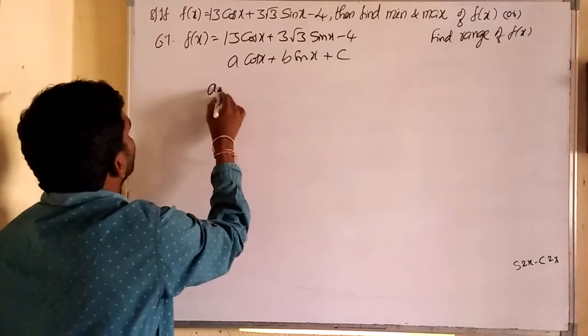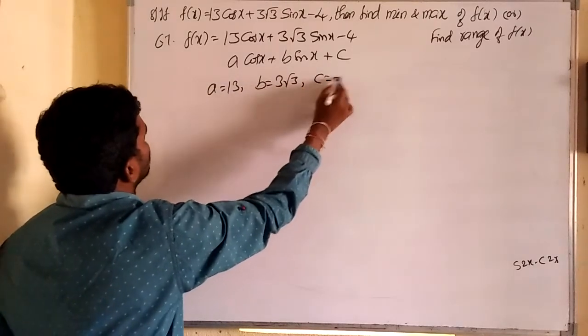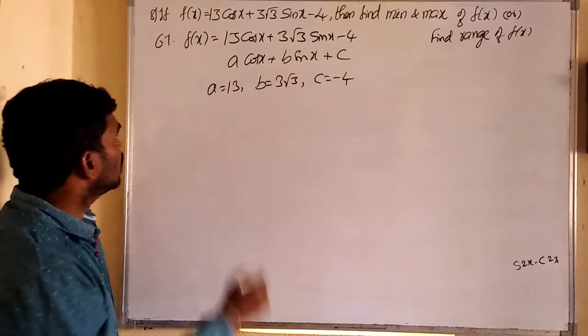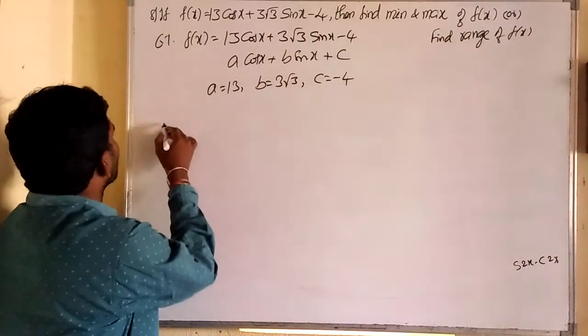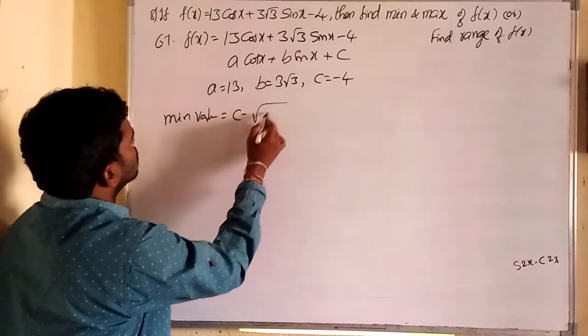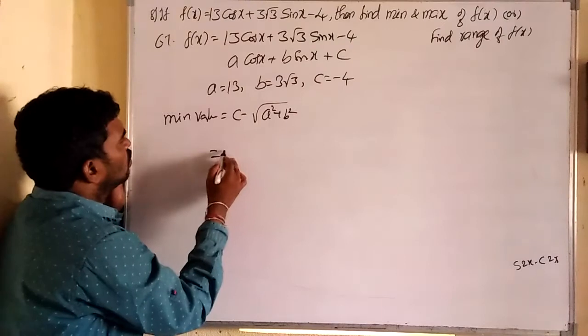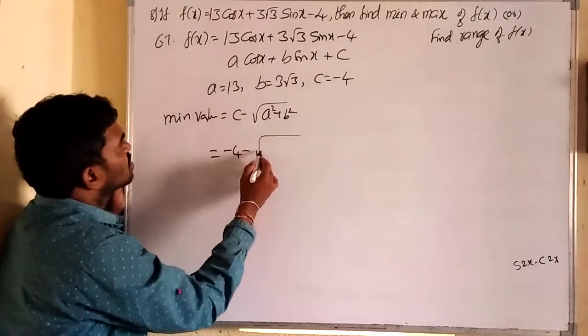What is a value? 13. What is b value? 3 root 3. What is c value? Minus 4. Okay. Finding minimum and maximum. Minimum value formula. Minimum value is c minus root of a square plus b square. So what is c value? Minus 4 minus the a value 13.